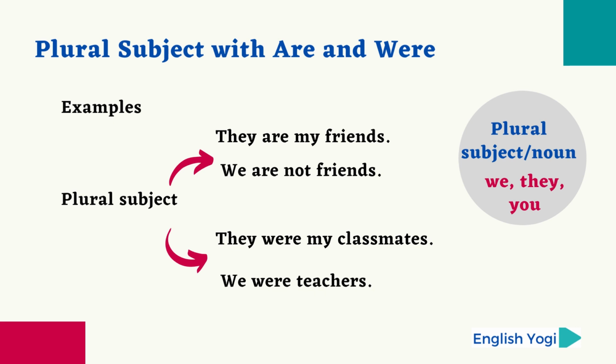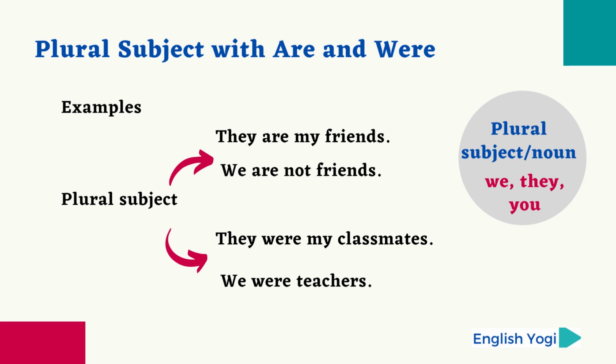So the example is: they are my friends. So they here in the sentence is a plural subject, and with the plural subject are is used. And what is are? Are is a to be form in the present, and are is what? Plural. So what rule can we tally here? Plural subject with are and were. The next example is: we are not friends. Here we is also plural, and with we we have used are, and are is also, we can say, the plural to be form in the present.